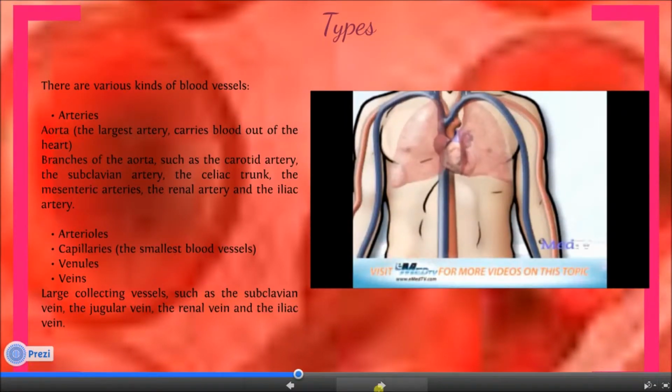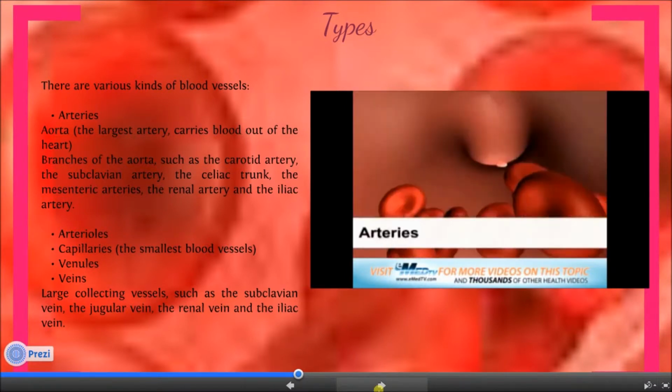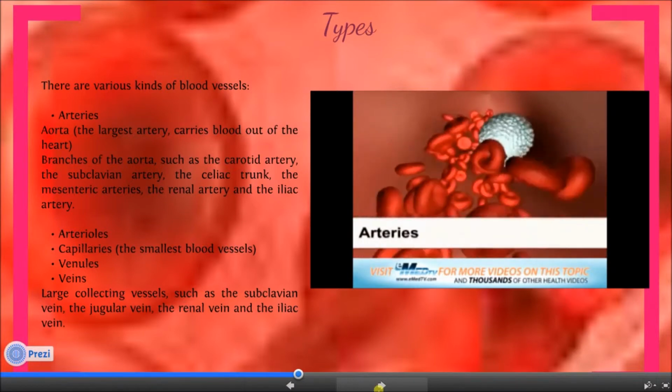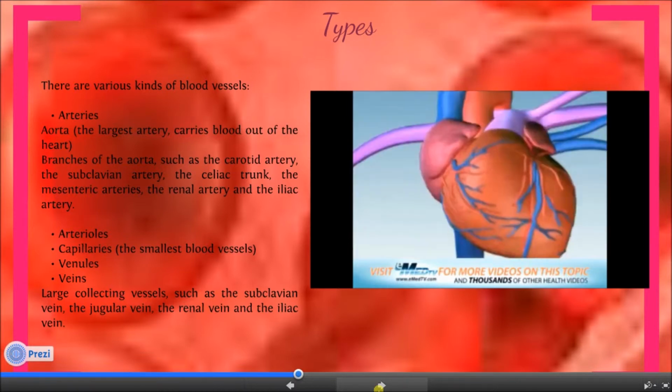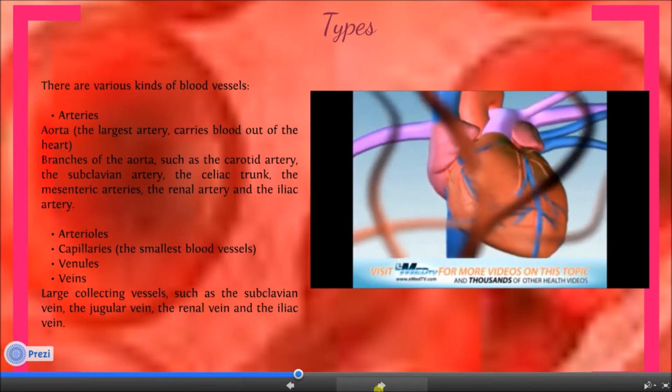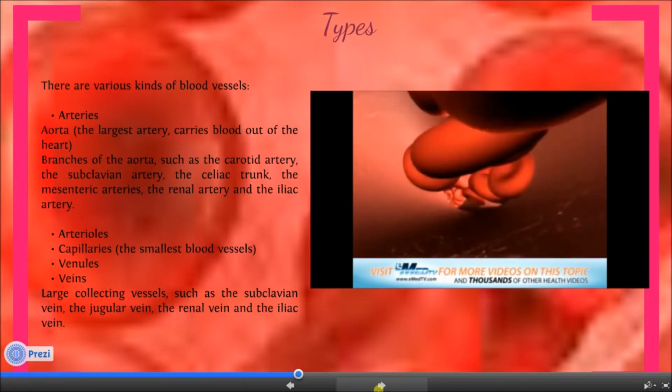There are three main kinds of blood vessels: arteries, capillaries, and veins. Arteries are large blood vessels that carry blood from your heart to the rest of your body. This blood is rich in oxygen and nutrients. As arteries get farther away from the heart, they begin to branch and become smaller and smaller.